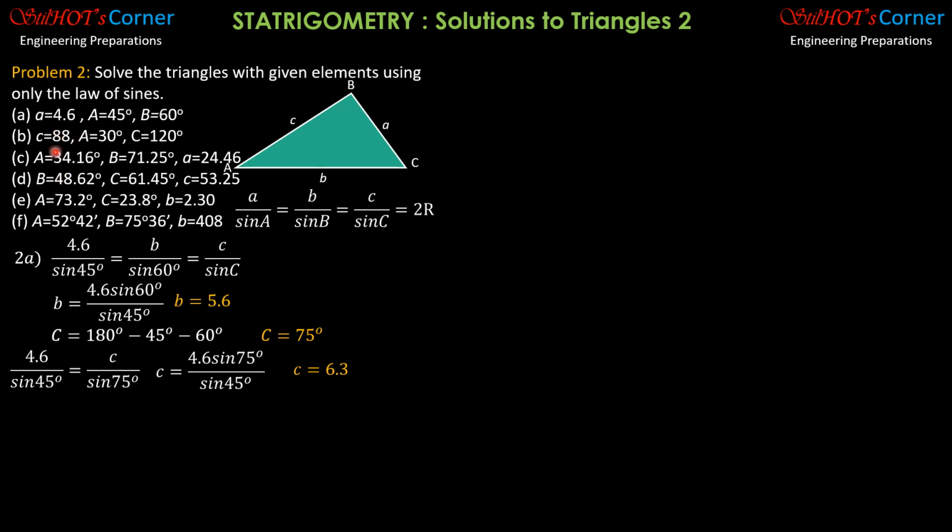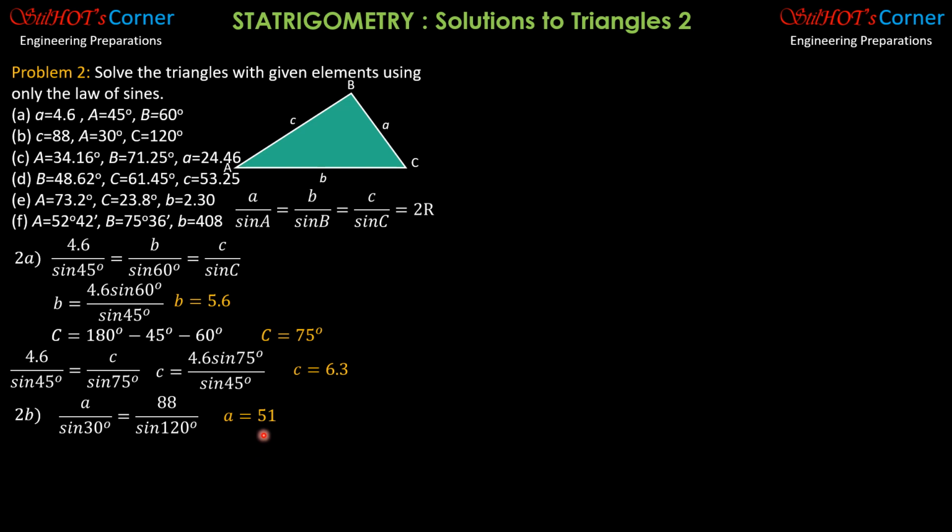Let's proceed to 2B. This time side c and the angle opposite it are given, and angle A. So we can solve side a first. From a over sine 30 equals 88 over sine 120. So this time let's solve for a directly. 88 sine 30 using your calculator over sine 120. So a is equal to 51 to two significant figures also because side c here is in two significant figures.